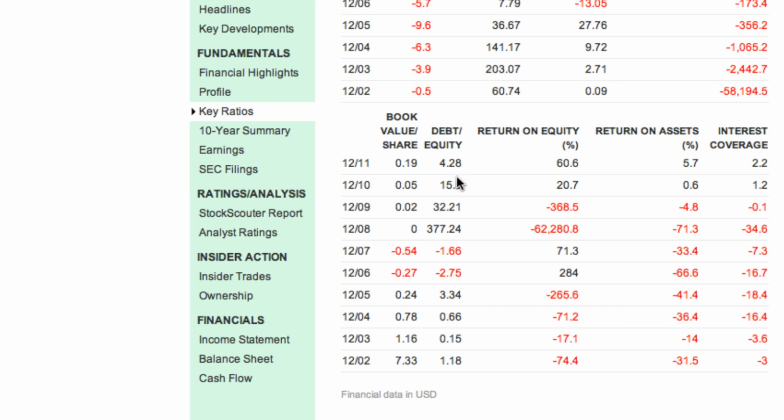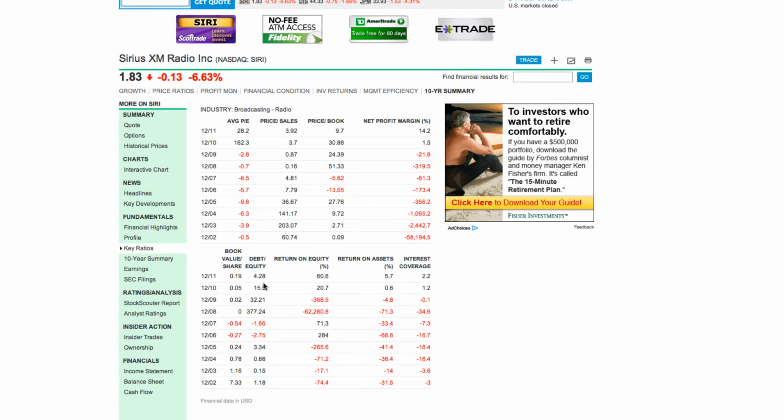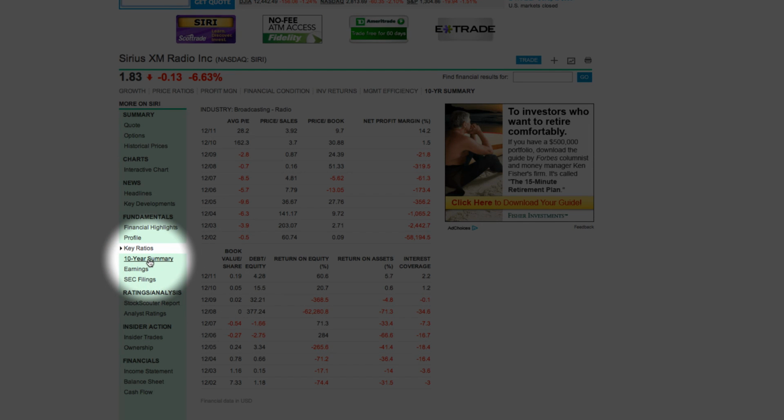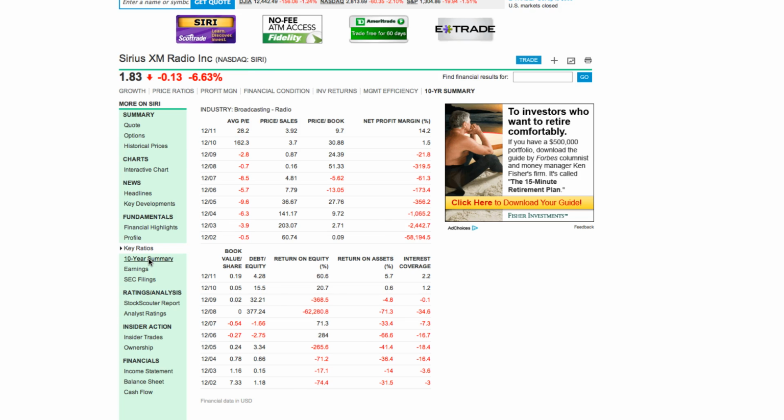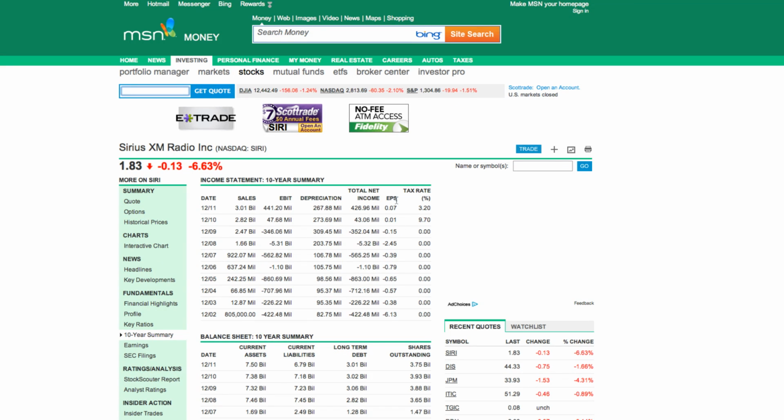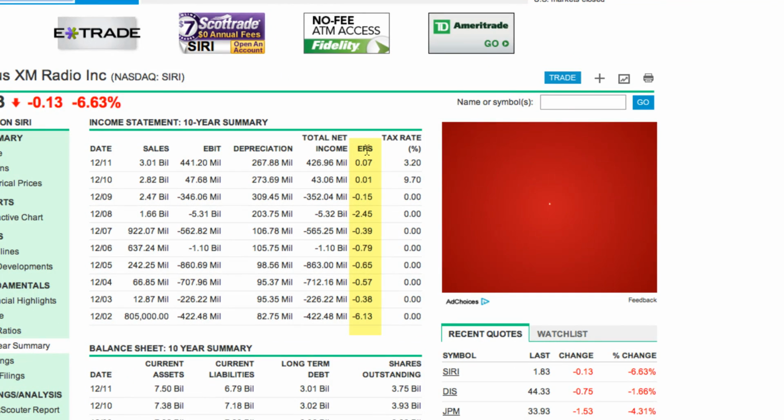Now, as far as the earnings per share, which you'll remember from Course 1, Unit 1, Lesson 2, that's a very important number because that's essentially your profit per share. So in order to find that, unfortunately it's not on this chart, but we can go right over here on the left where it says 10-year summary. And if you click on that, it's going to show you the EPS right here. And this is the trend for the last 10 years.